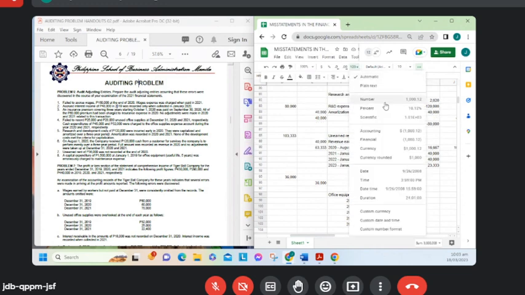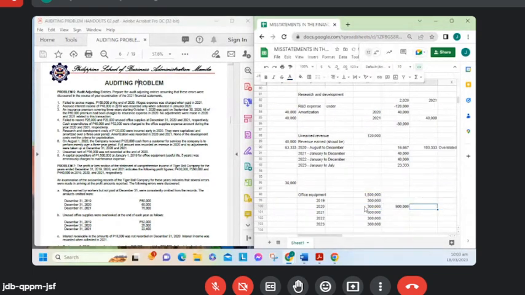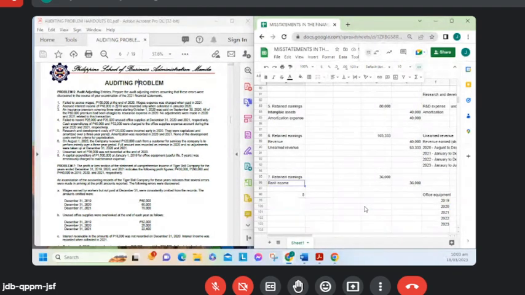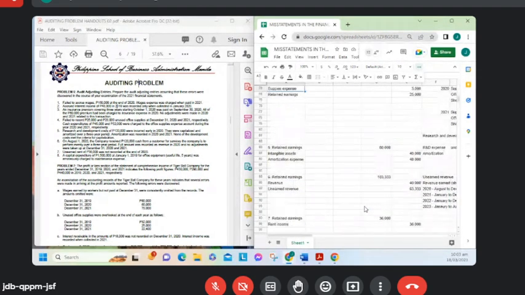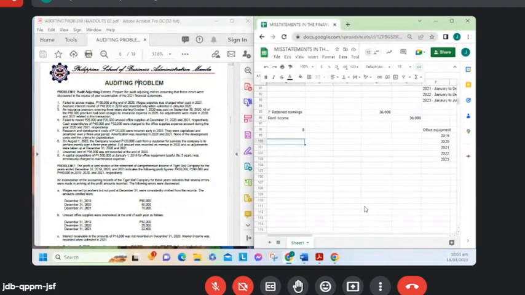Supposedly, the expense should be spread, 300,000 per year starting 2019, but the full amount was expensed out. So as a result of that, there is an understatement in retained earnings amounting to 900,000 pesos. So mayroon tayo ditong retained earnings dito, credit to retained earnings amounting to 900,000 pesos.